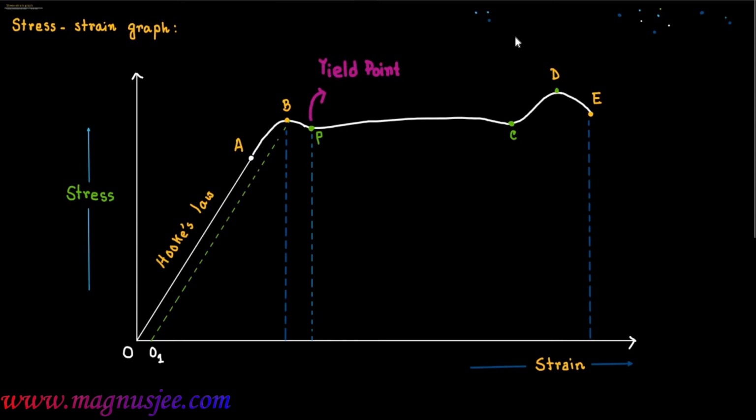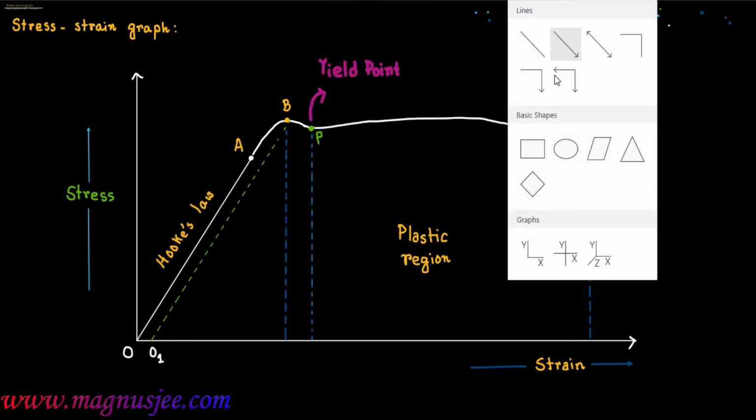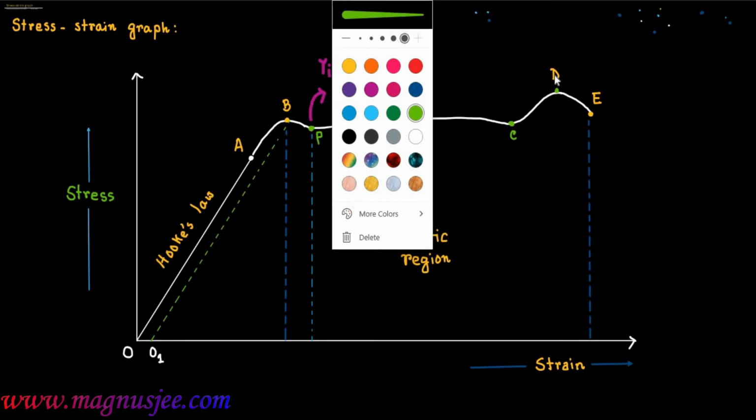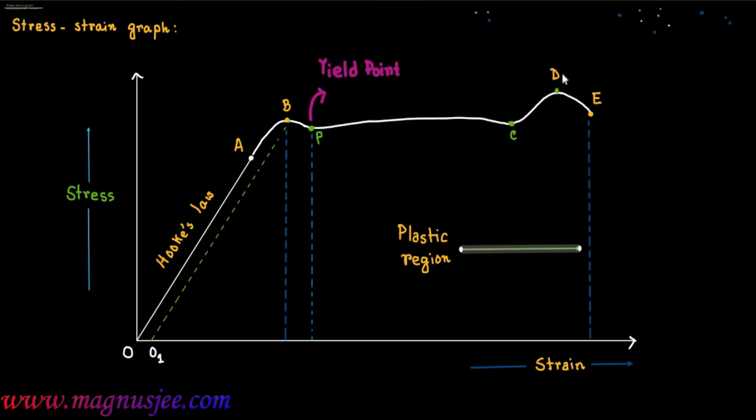P is the yield point, and we can denote the plastic region from the point P to C. It is the plastic region. Now we can draw a normal from the point C. This is the plastic region from the point P to E actually, but it should be from the point P to C.